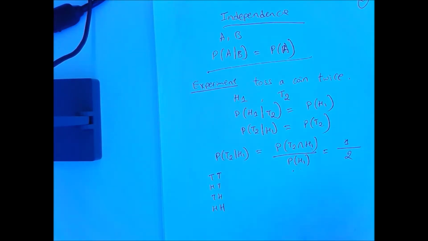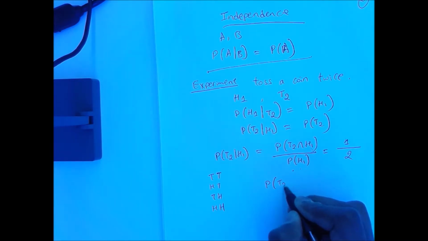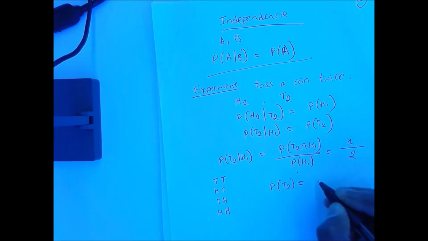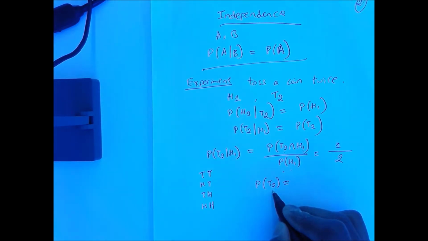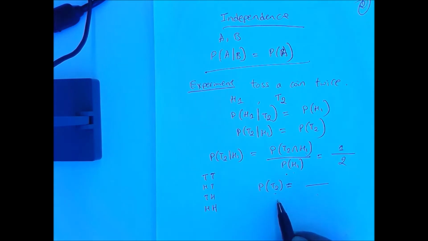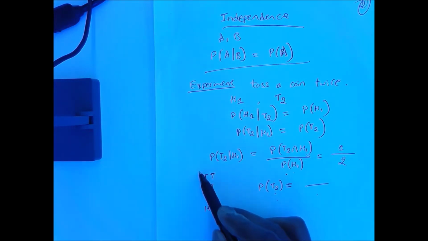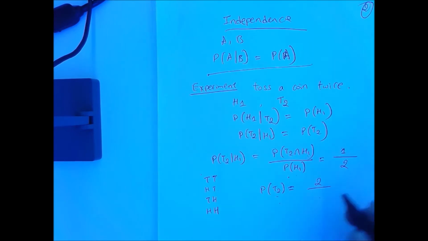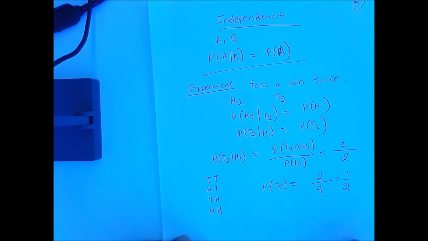Right? Okay. So now what is P of T2? P of T2 will be equal to the number of outcomes which satisfy T2 divided by the total number of outcomes. Let's say this is first, this is second, so the number of outcomes which satisfy T2 is 2. Total number of outcomes is 4. So this is also half. So when that happens, these two events are independent. Good. Any questions about statistical independence?